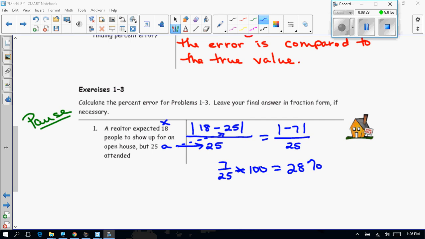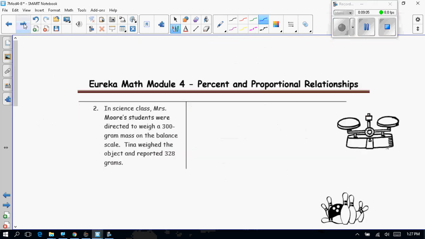All right, so 18 people were expected to show up for an open house, but actually 25 did. So the expected was 18, the actual was 25. So the absolute value of 18 minus 25 all over the actual, which was 25. So the absolute value of -7 over 25 becomes 7 over 25 because I'm just going to take the absolute value, make it all positive, multiply it by 100, and I get 28%. So the realtor had 28% error on her or his guess as to how many people were going to show up.